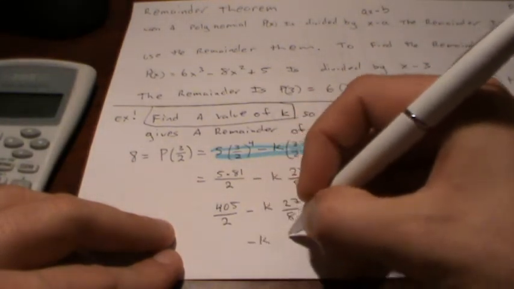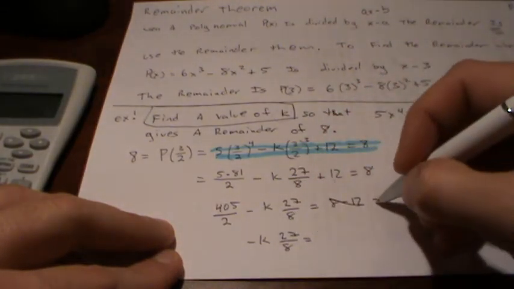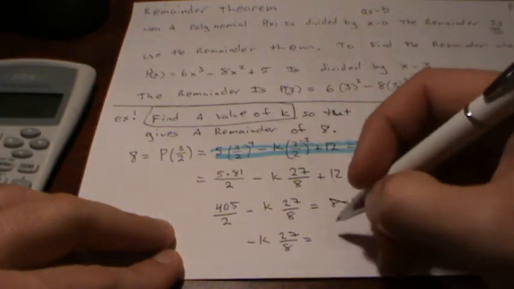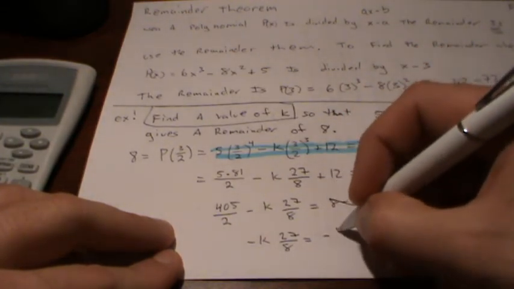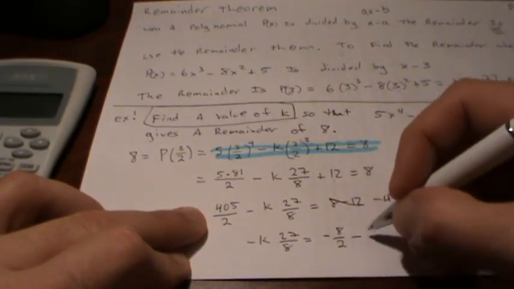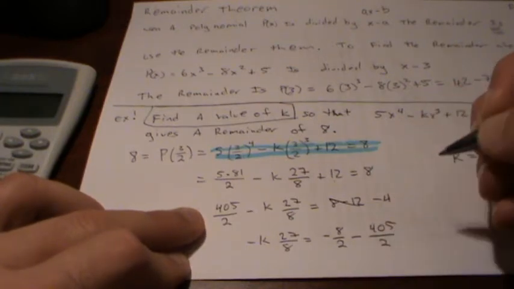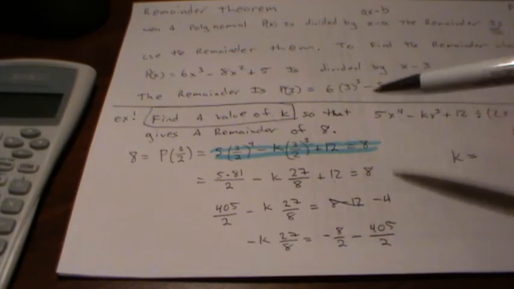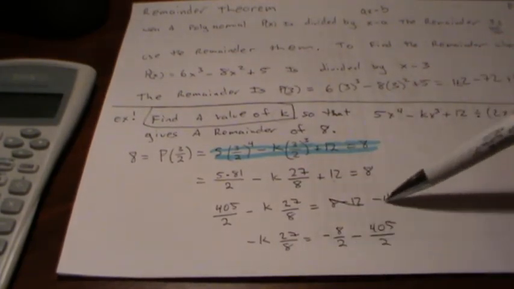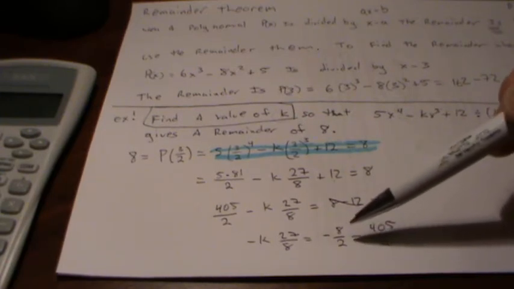So I get a negative k times 27/8 is equal to a negative 4 minus this. The negative 4 I'm going to write as a negative 8/2, because I know I'm going to have to get a common denominator here. So notice again, I just took this, 405 over 2, and subtracted it over to this side, but I did get a common denominator for this negative 4, planning ahead a little bit there.